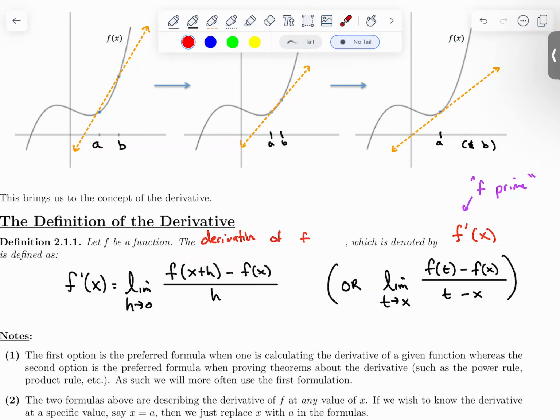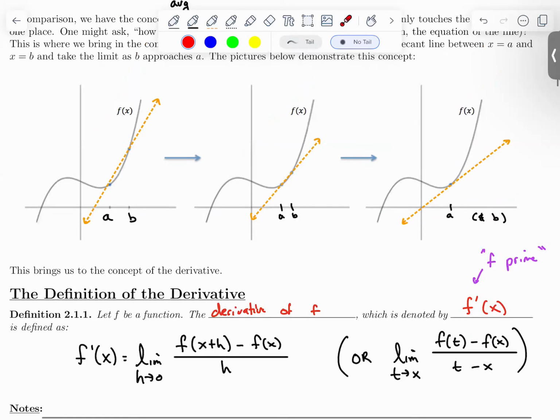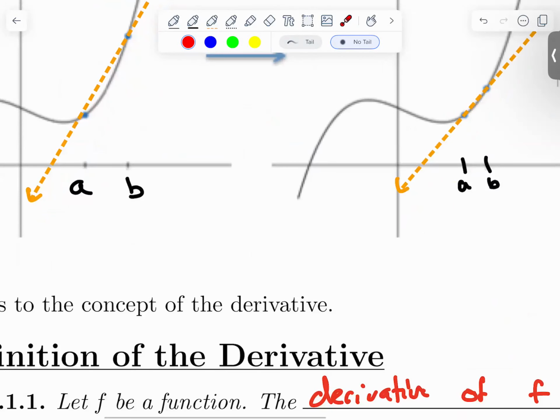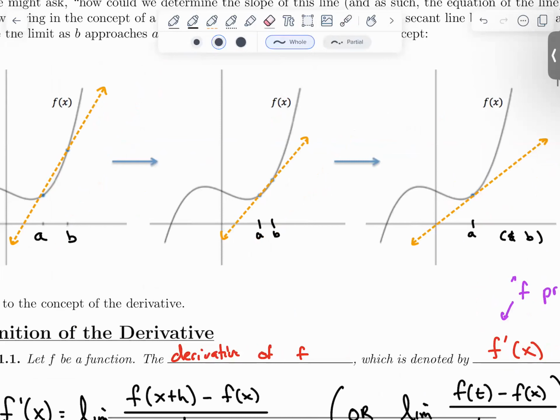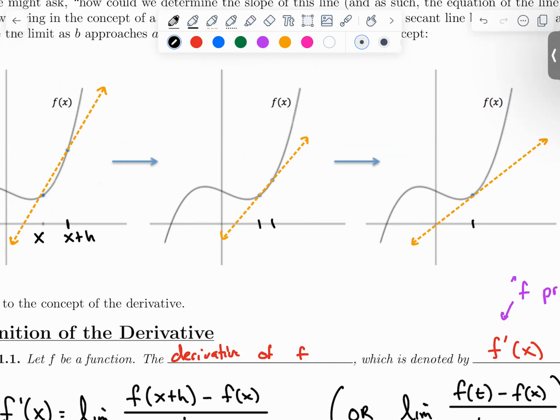Now, how are they the same thing? I want to show you, so you don't need to write this down. What if instead of A, I said X? What if I just said X here? And H is some number. Let's just say that it's a slightly larger number because we're doing f of X plus H. Then maybe this value here is X plus H, just a little bit more than X.